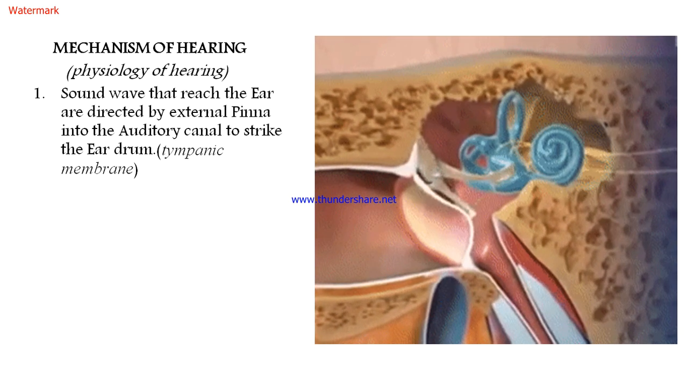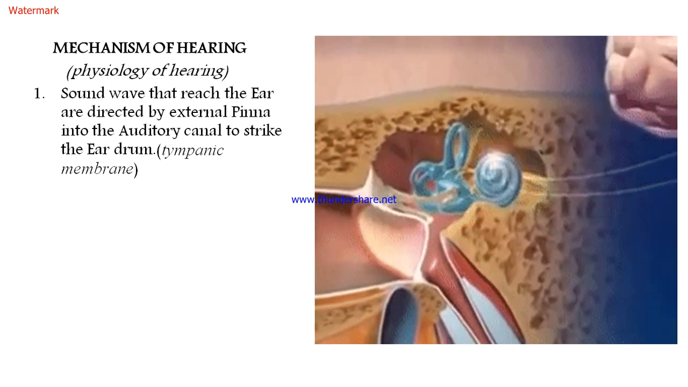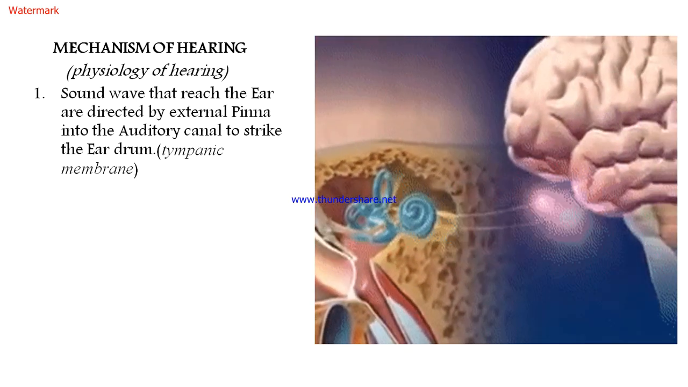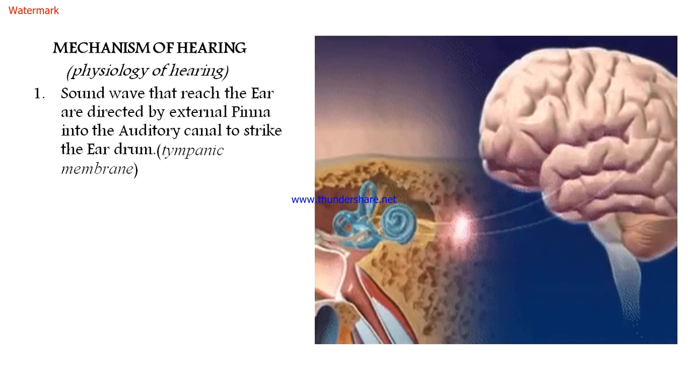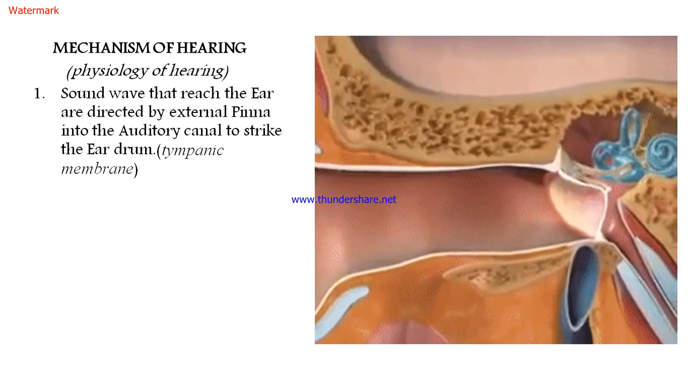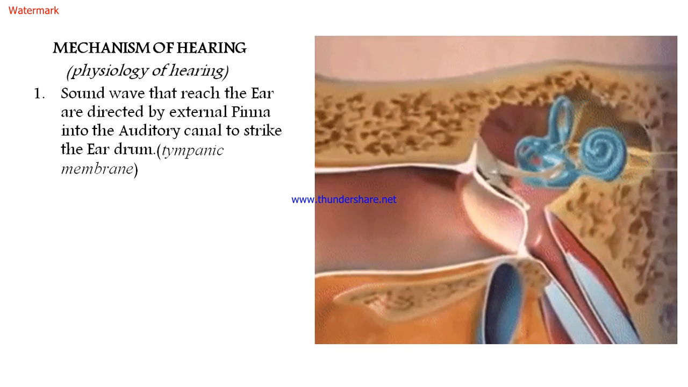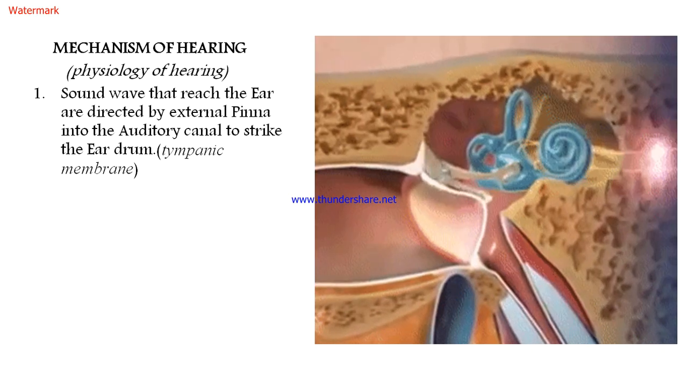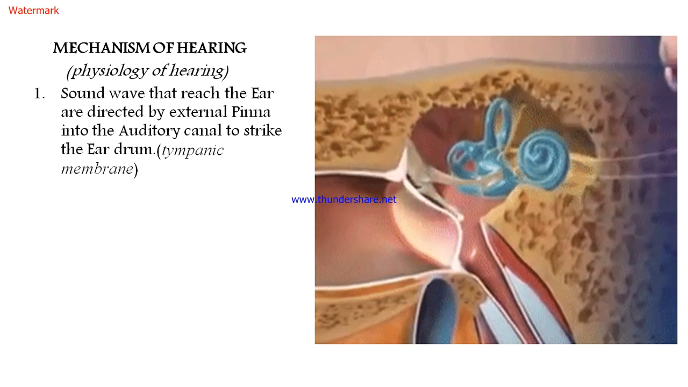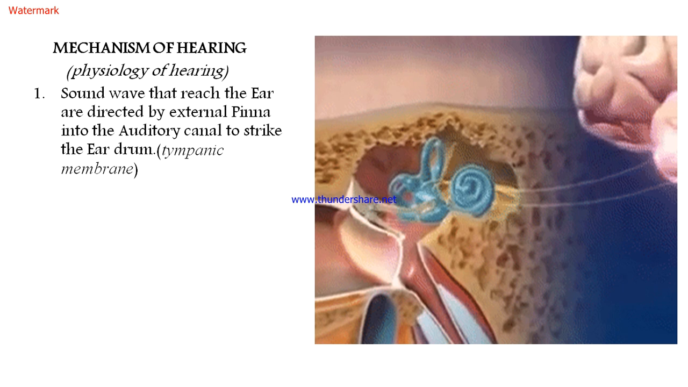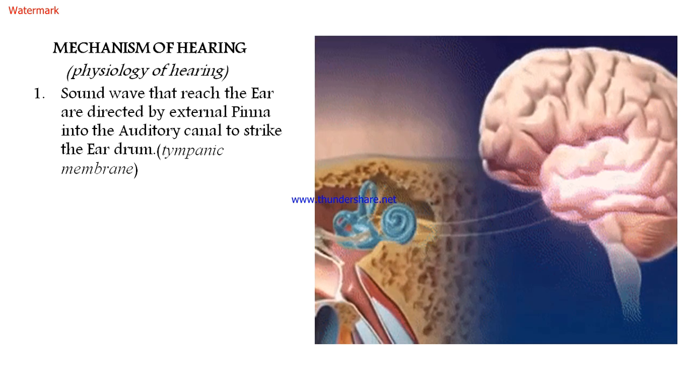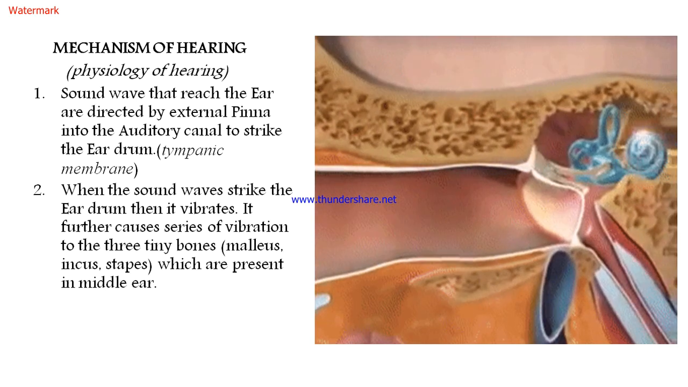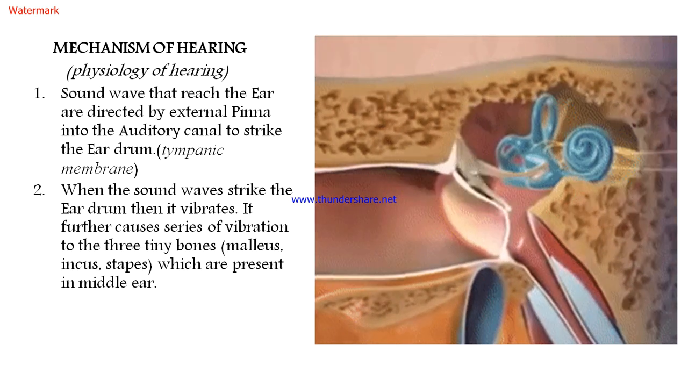The sound waves that reach the ear are directed by the external pinna into the auditory canal to strike the eardrum, also called the tympanic membrane. Next, when the sound waves strike the eardrum, it vibrates.